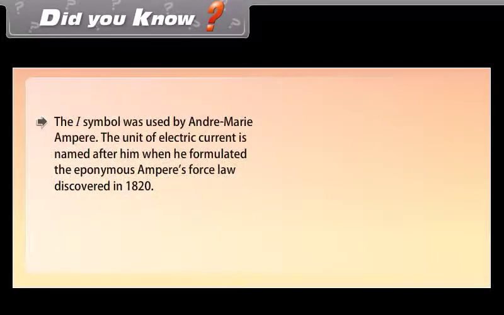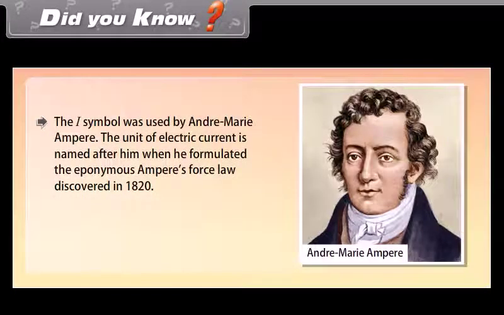Did you know? The I symbol was used by André Marie Ampère. The unit of electric current is named after him when he formulated the eponymous Ampere's force law discovered in 1820.